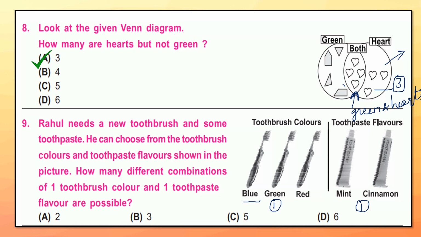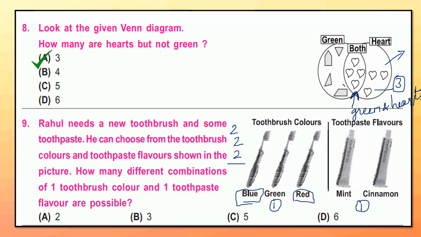So with one blue toothbrush, he can choose either of the two flavors. So that is 2 combinations. Then with a green toothbrush, you can choose either of the 2 flavors. So again 2 combinations possible. Then with the red brush, you can choose either of the 2 flavors. So again 2 combinations is possible.